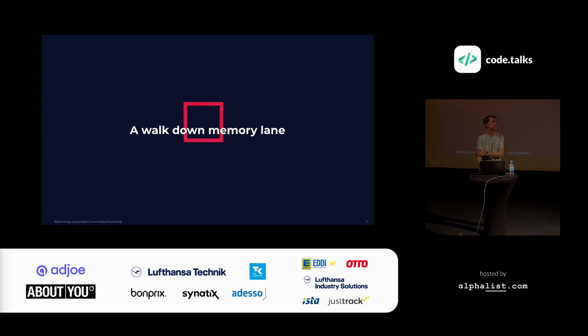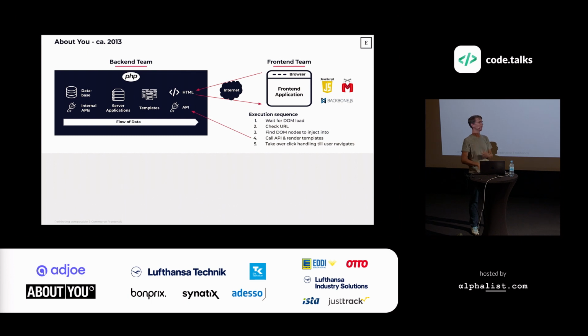Now, walking down memory lane a little bit, when I was at About You, roughly 10 years ago, the whole setup looked like this. You had this backend development team, which was a PHP team. It had its own database. We were also calling internal APIs, such as the search API. So there were services even back then. And then this PHP application would take the data, stuff it into some sort of templating language, and HTML came out and was shipped to the user.